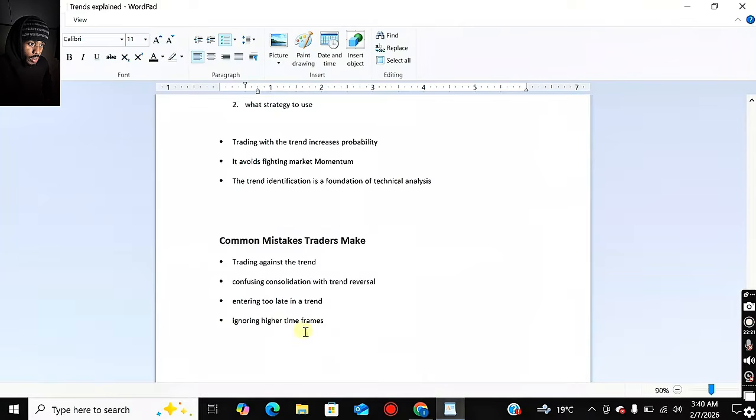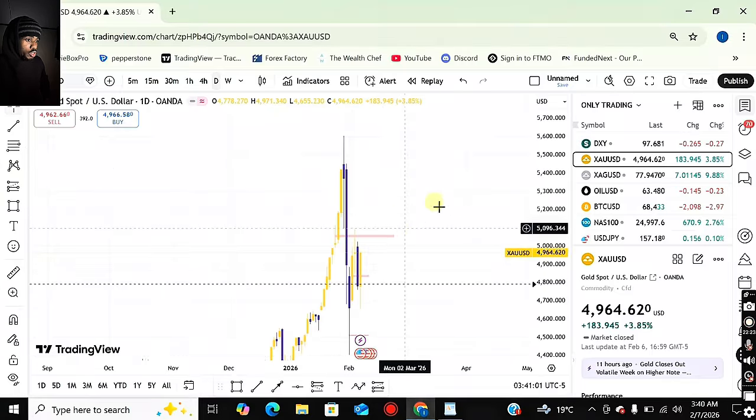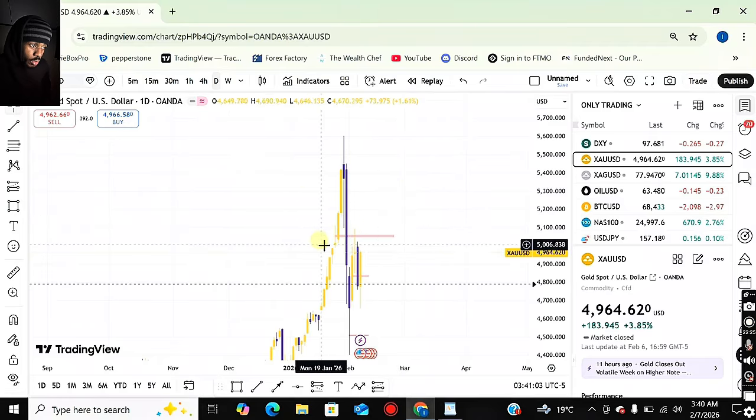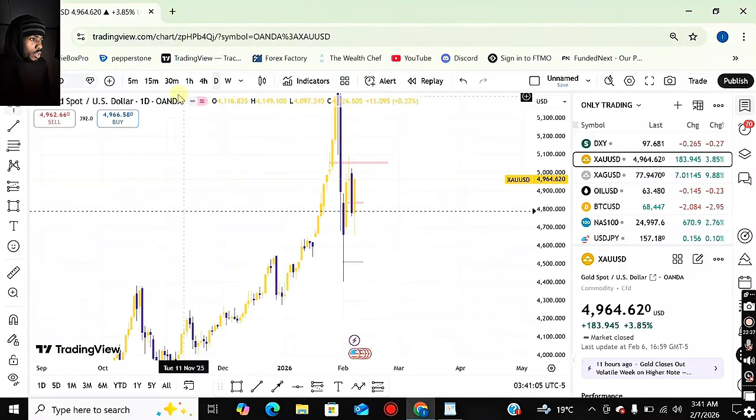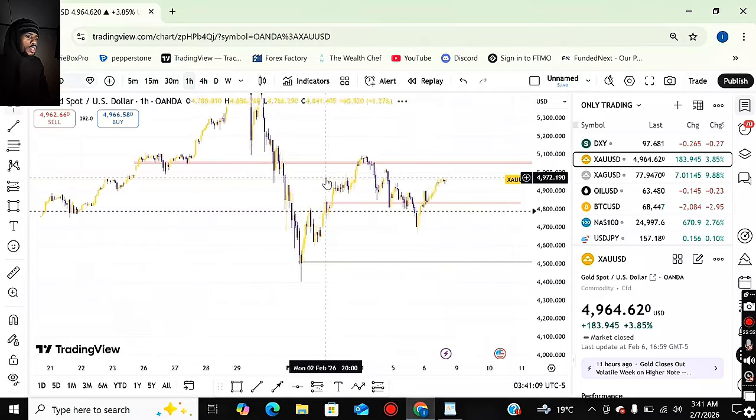So ignoring the higher time frames. You see this with the higher time frame, let me show you all how clear it is. You see how clear it looks in the higher time frames? Now watch. If I go into 1 hour, watch how scary it starts to look. You see that? How could you read that?